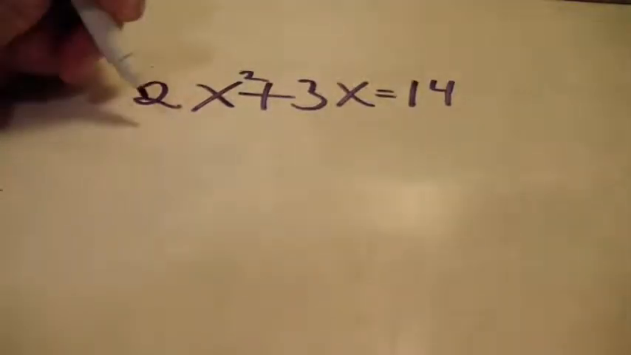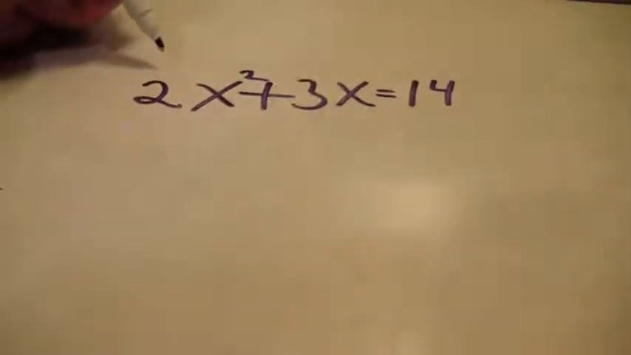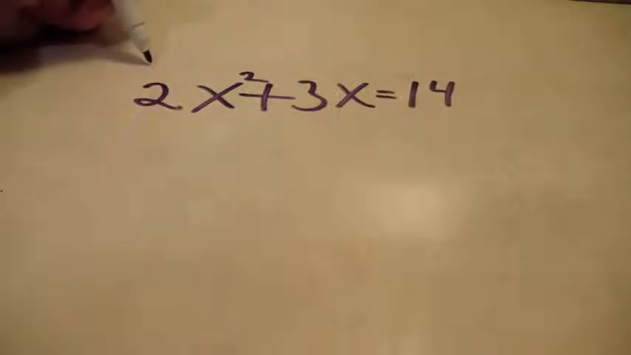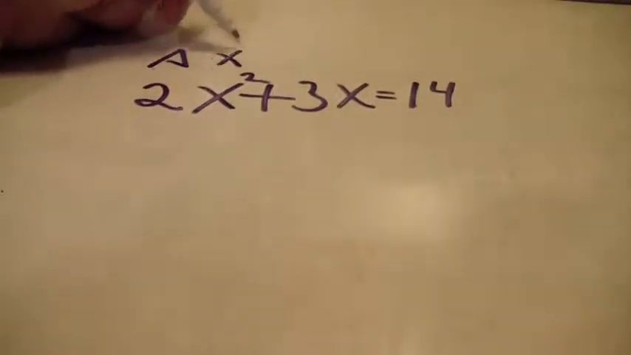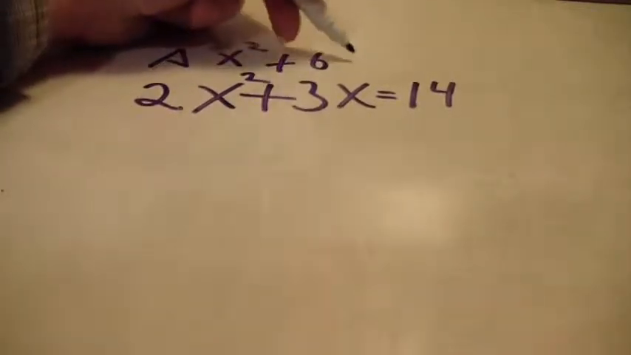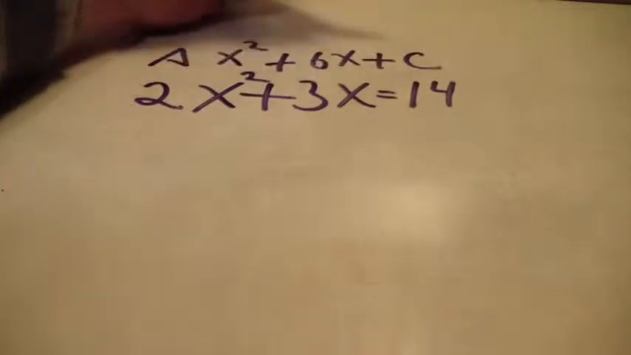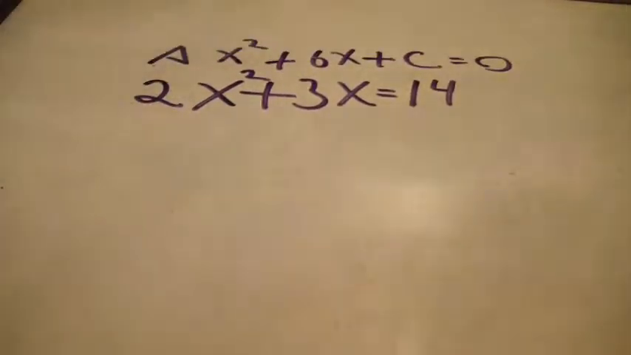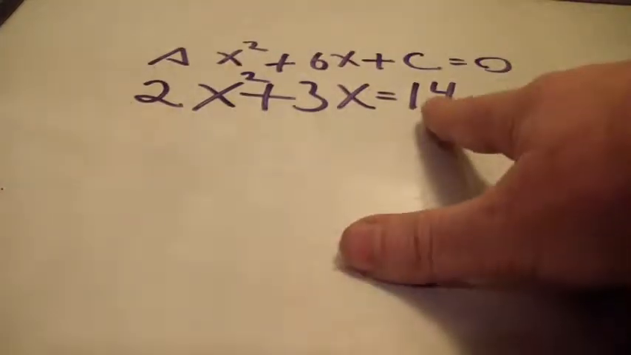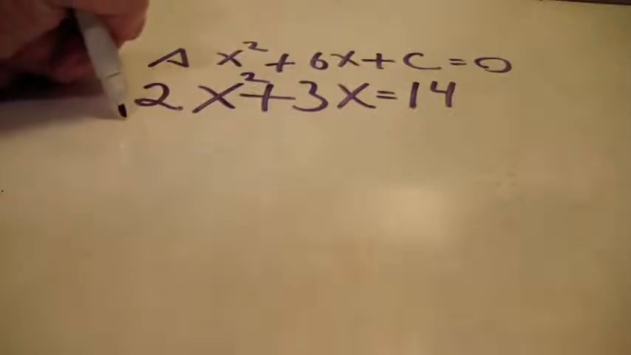Alright? So what we need to do is get this in the form ax squared plus bx plus c equals 0. Alright? So we're simply going to minus 14 from both sides to get it in that form.